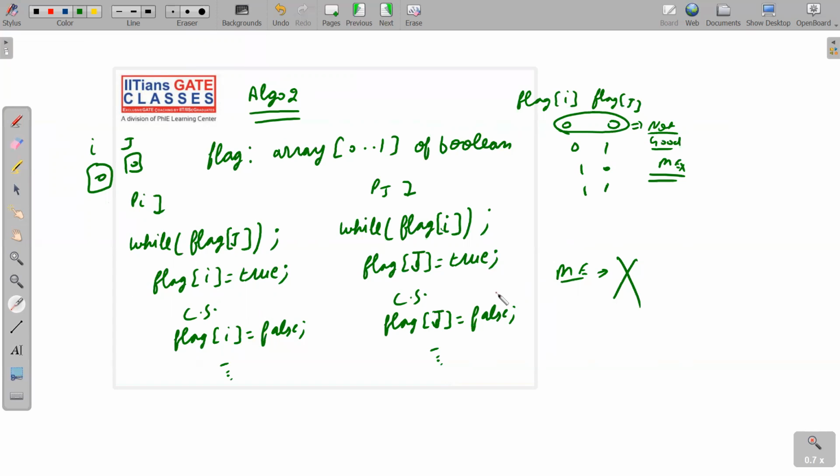So in the next class we will start the other cases. That means 0 1, 1 0 and 1 1, all these 3 cases we will discuss in the next class. It's my request to all of you, please try to do all these 3 cases yourself. And then we will jump to the next algorithms and all.